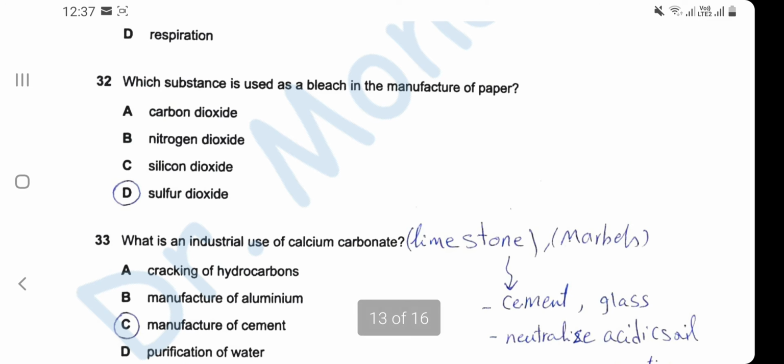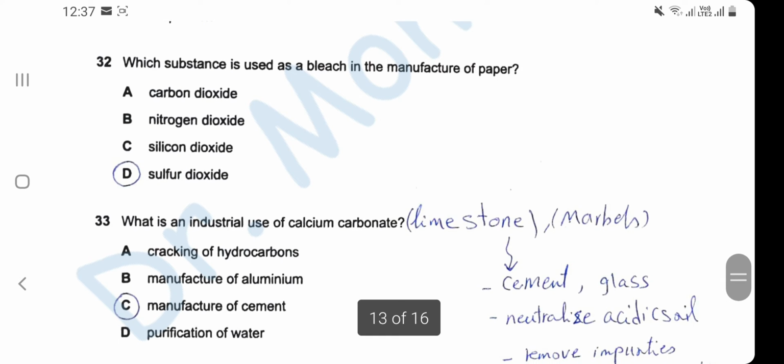32. Which substance is used as a bleach in the manufacture of paper? One of the uses of sulfur dioxide is as a bleach in the manufacture of paper, so the answer will be D.